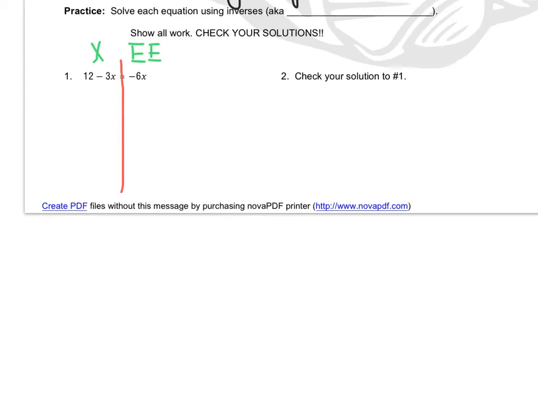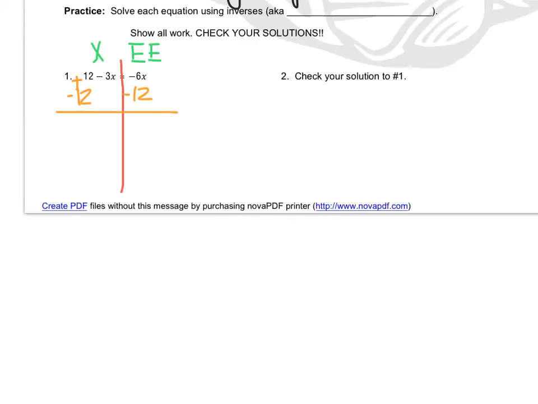So if I look at my problem that I have here, what this means is that if it's on the left side, it should have an x with it. So two things are out of place then. This 12 is out of place because it doesn't have an x, so the 12 needs to move over to the right. The negative 6x is also out of place because it has an x with it, so we're going to have to move it to the left. So I'm going to start by getting rid of my 12. To get rid of my 12, remember our 12 is positive, so I'm going to minus 12 from both sides.